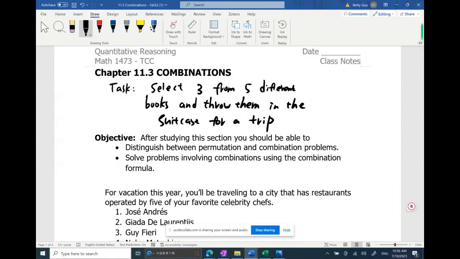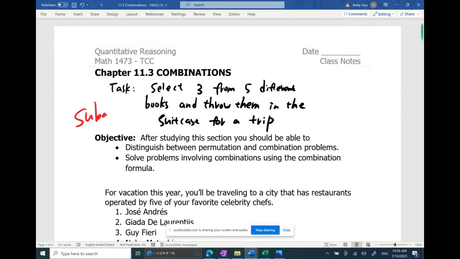What you need to do for completing this task is to choose a subgroup. The order of the items in a subgroup does not matter. Let me repeat this task.